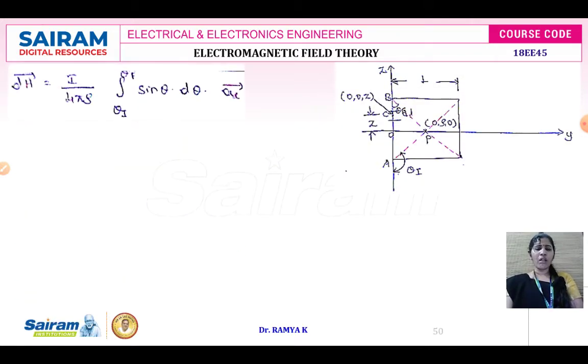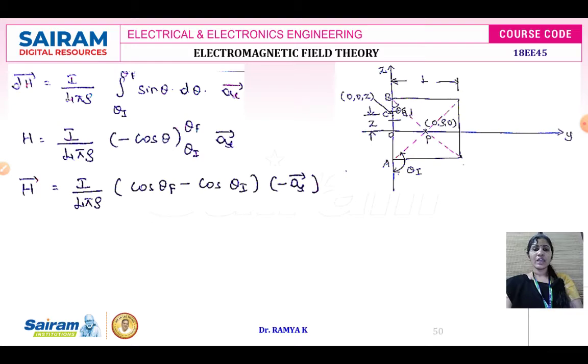After substituting, we'll get the magnetic field intensity H is equal to I divided by 4 pi rho, cos theta f minus cos theta I, into minus ax vector. So it is the magnetic field intensity for the side AB.